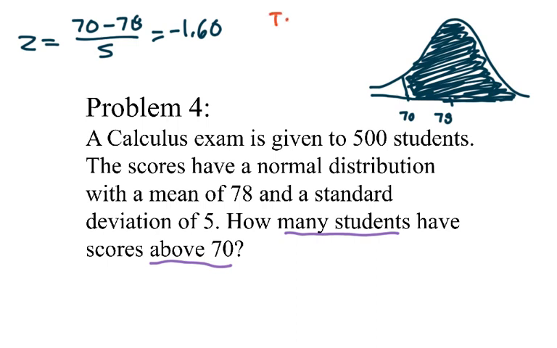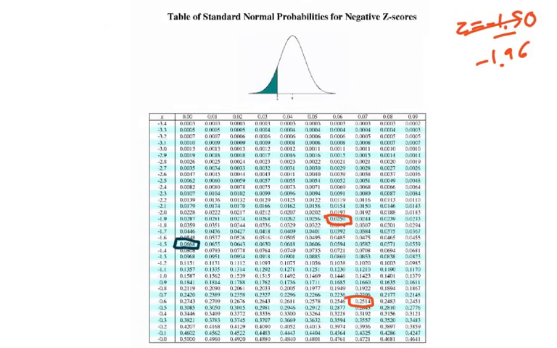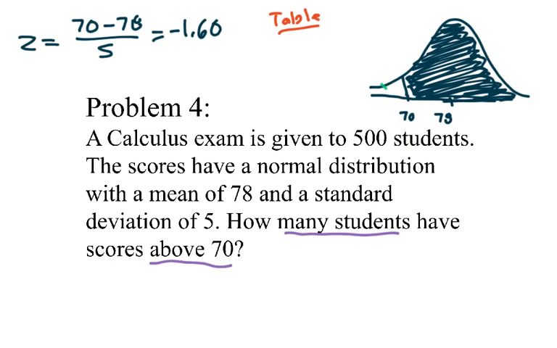So now when I look at my table for negative 1.60, negative 1.60 is 0.0548. But notice that's the area to the left. Your z-score table will always give you the probability of less than. So this area is 0.0548.